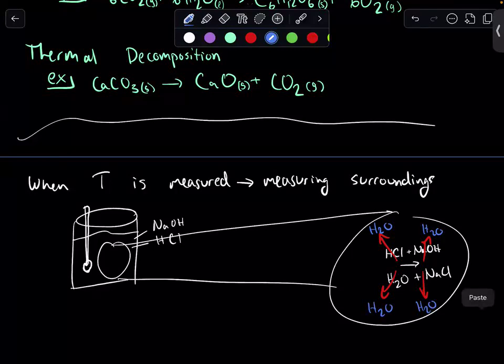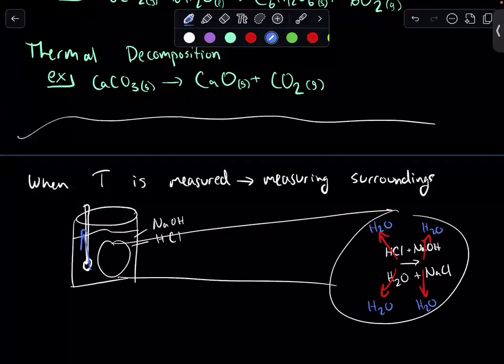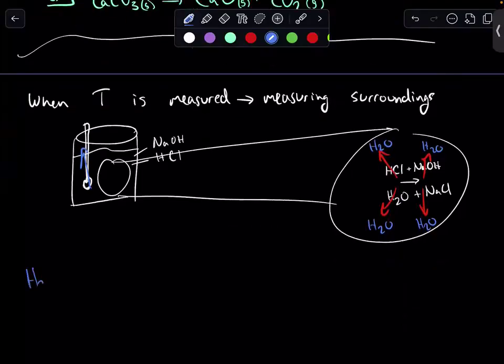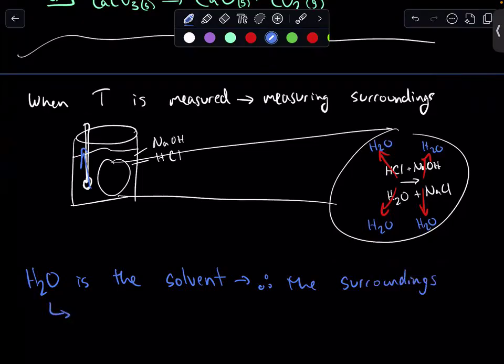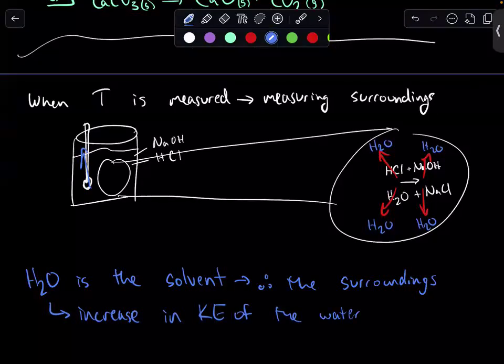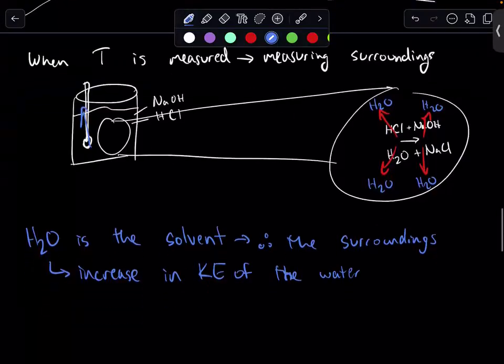As it releases that energy, the water is going to increase in temperature, causing an increase on our thermometer. Specifically, the water, or the solvent in these reactions, and as the solvent, it is therefore the surroundings. This will lead to an increase in KE, kinetic energy, of the water. And if we remember, temperature is just a measure of the average kinetic energy.